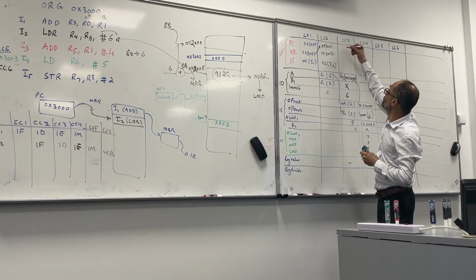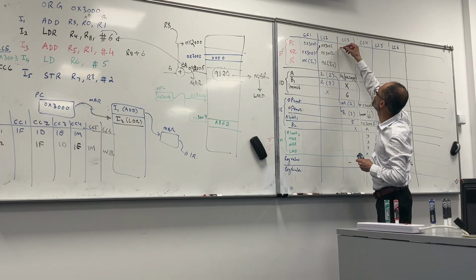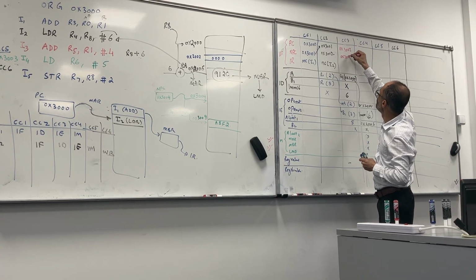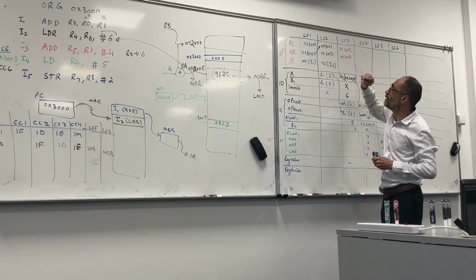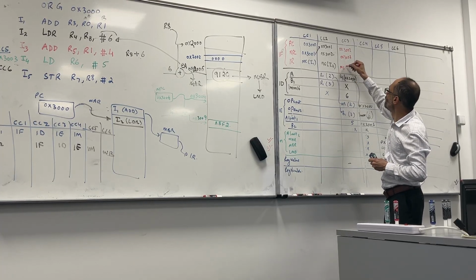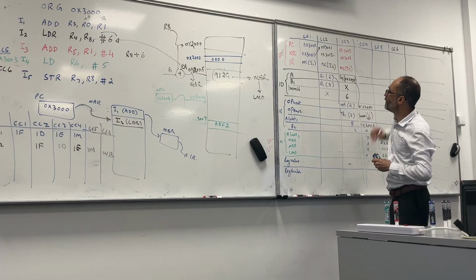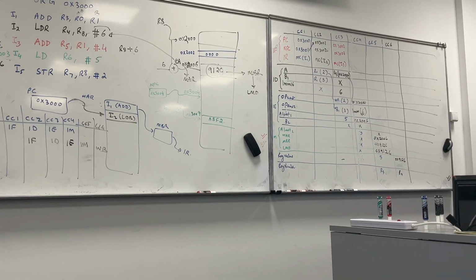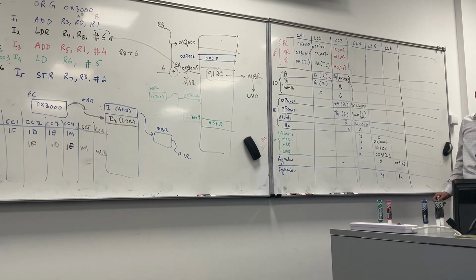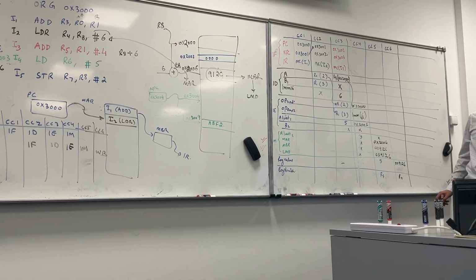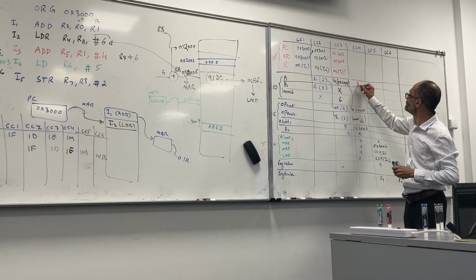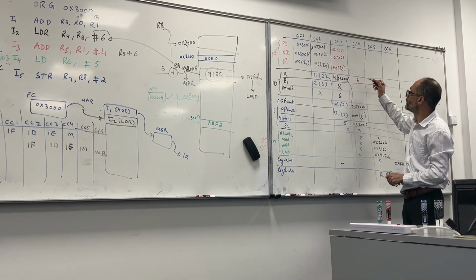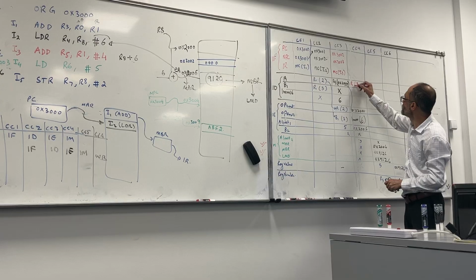In the next clock cycle, what is the value of program counter? Help me, please. NPC, IR, the value of A, R1. What is the content of R1? 3. Clear? The same thing. The content of R1, which is actually 3.